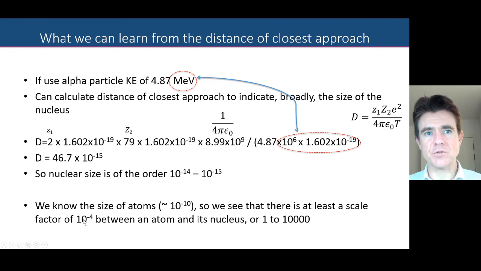There's about a factor of 10 to the minus 4 there. So in other words, the nucleus is only 10 to the minus 4 the size of the overall atom. So if you like, it takes up roughly 1 part in 10,000. If we were to divide the diameter of the atom into 10,000 parts, we could say that the nucleus occupies roughly 1 part in 10,000.